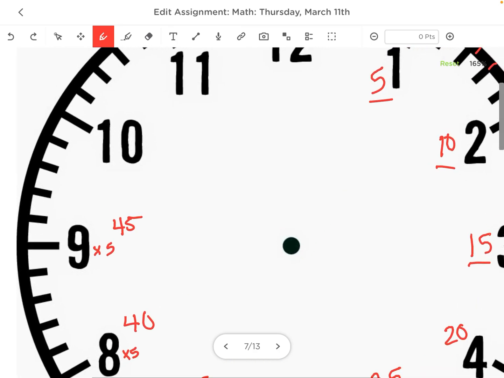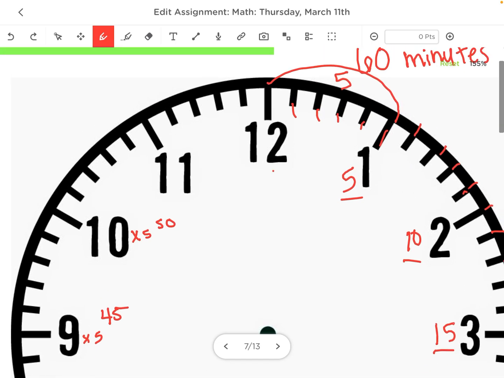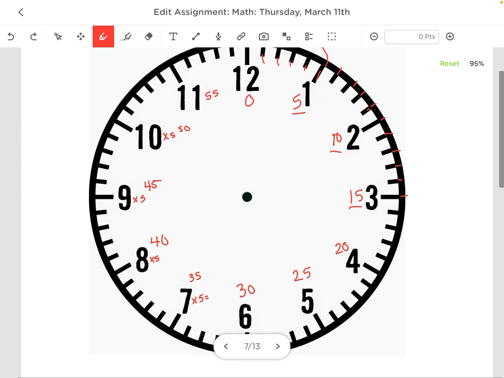What is 10 times 5? 50. What is 11 times 5? 55. What is 12 times 5? We'd be back at 0. So the 12 at the top, we are at 0 minutes. Go ahead and make sure that yours is labeled. I'm going to erase all of my multiplication signs.